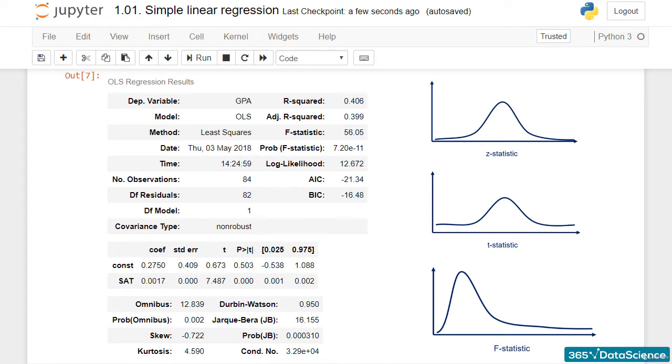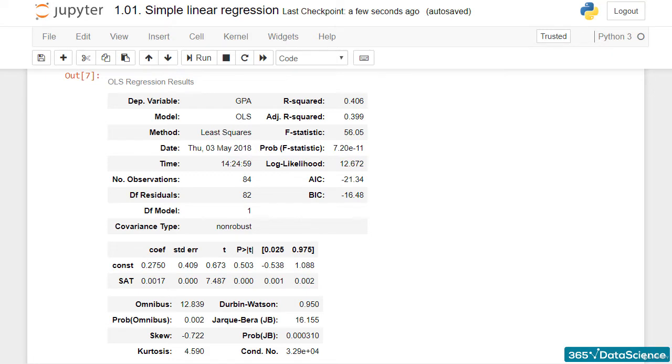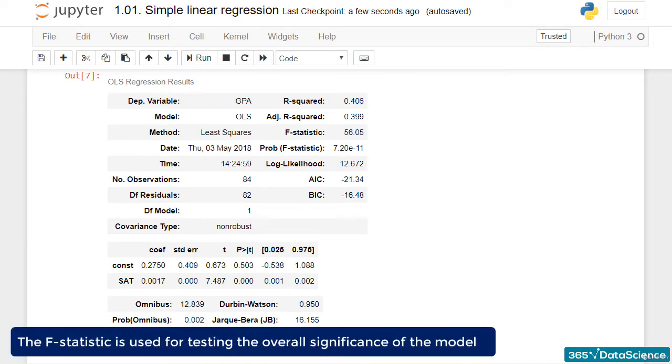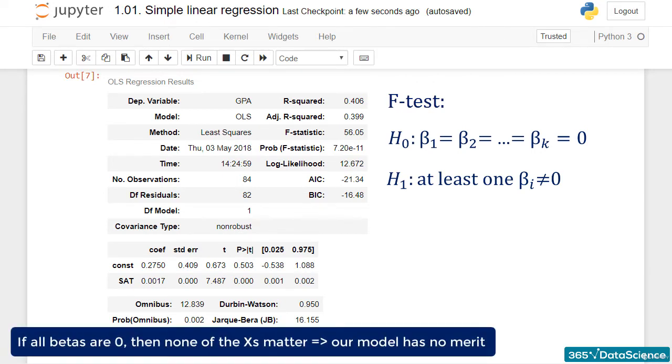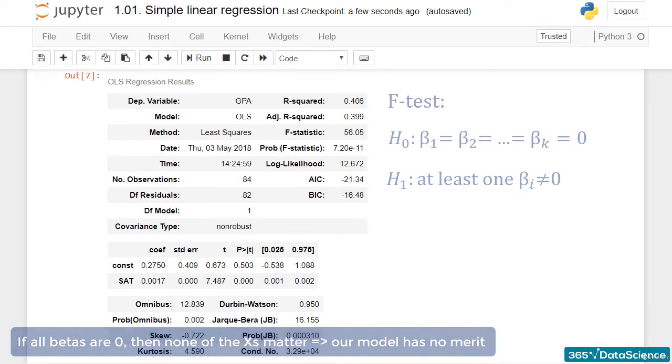I'm calling it a statistic, so it is used for tests, right? You guessed correctly. The test is known as the test for overall significance of the model. The null hypothesis is, all the betas are equal to zero simultaneously. The alternative hypothesis is, at least one beta differs from zero. What's the interpretation? If all betas are zero, then none of the independent variables matter. Therefore, our model has no merit.